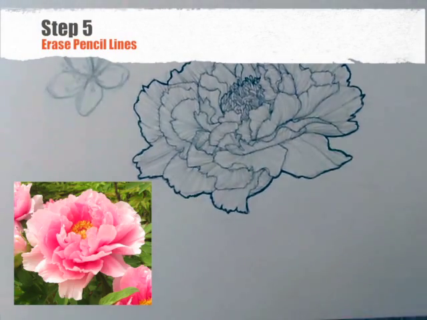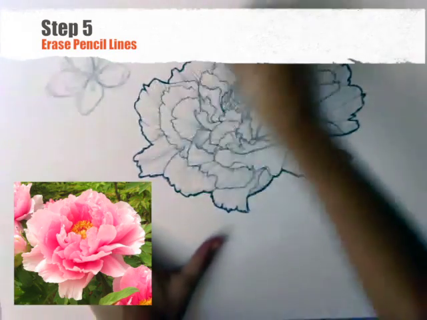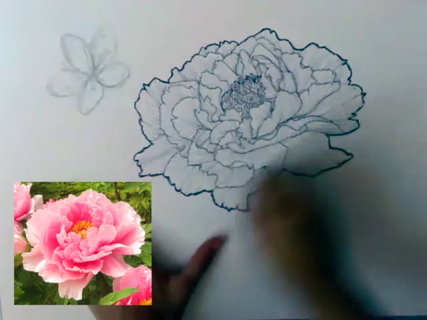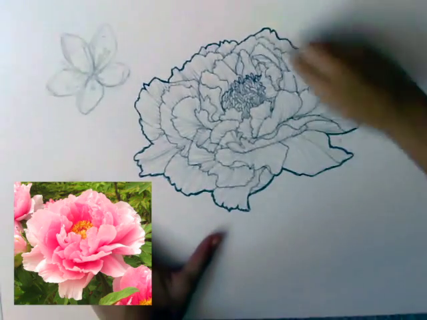And now we erase all of our pencil lines. That's the final step. You really could have done this anytime after you outline in pencil or with ink, but I like to do it last.